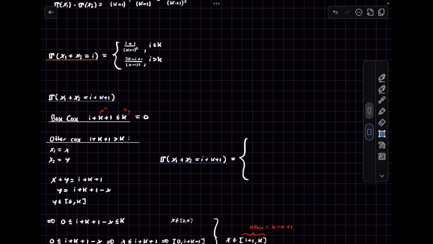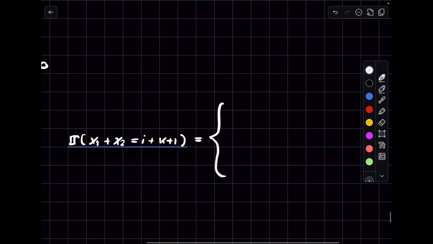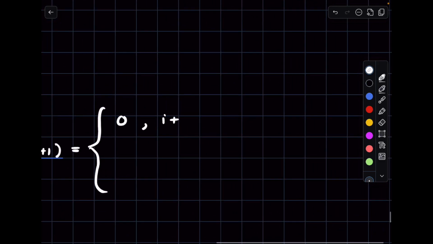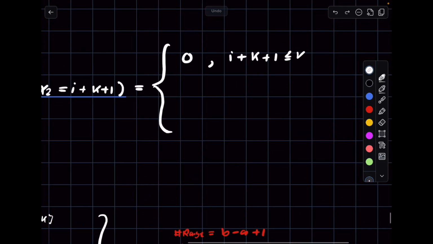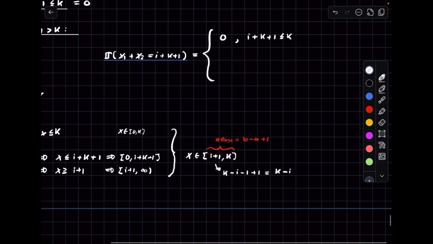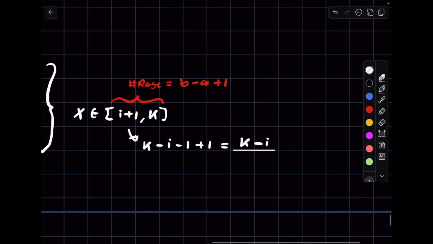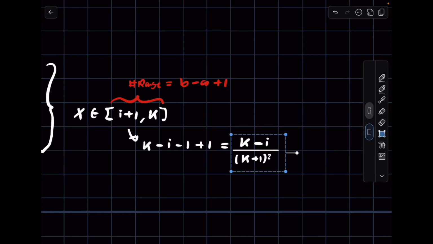Whenever we have X plus 1, okay, let me see. Yeah, so it's going to be 0 for I plus K plus 1 lower or equal to K. And the other case is going to be this amazing new function that we found, divided by obviously the amount of numbers that we have, so K plus 1 squared.